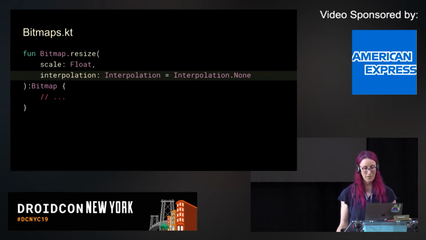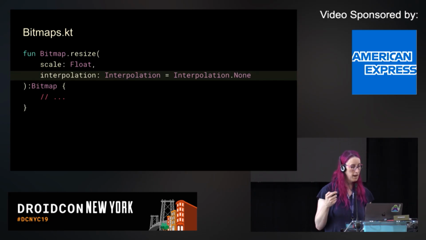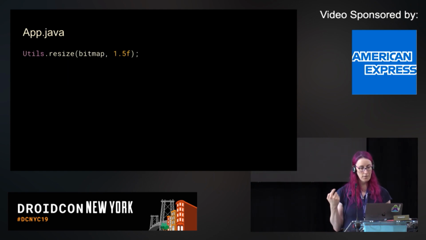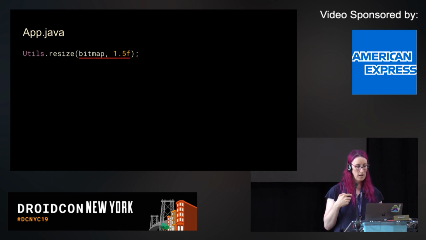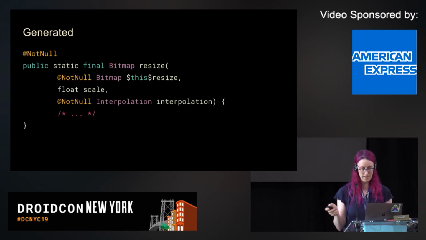Okay. So let's see. We've got bitmaps, another little utility thing. This time we have our default arguments. And so, again, it works perfectly in Kotlin, but in the Java programming language, when we try to access this, we'll get an error saying that we're not passing in the value for the interpolator, even though there should be a default value for that. So we might look at our generated code, and we see that there is this one resize method.